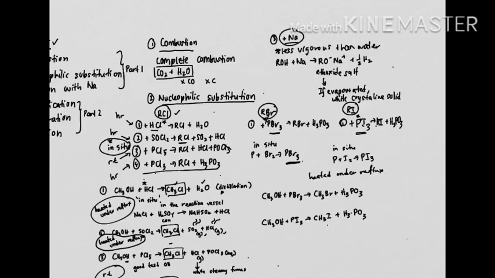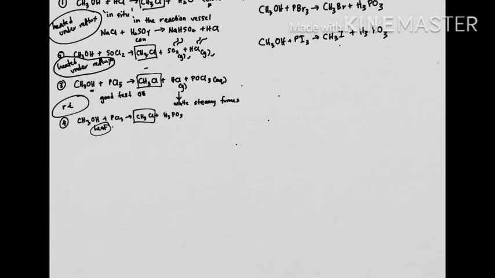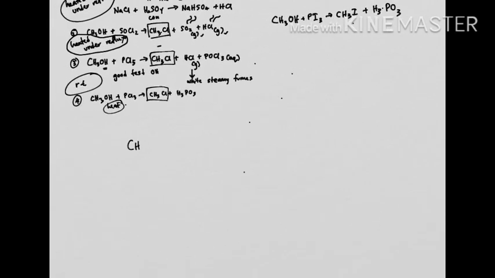Now you can write the equation. If you have ROH plus Na, you are going to get a salt and hydrogen. If I write it in this form, if you have CH3OH and I'm reacting it with sodium, I'm going to get CH3O minus Na plus, and half hydrogen gas. Now what is this? This is going to be a salt. This salt is given the name sodium ethoxide.